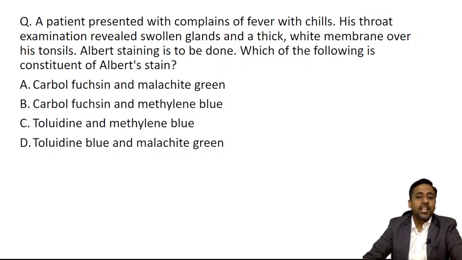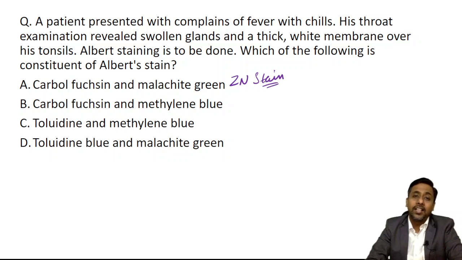Carbol fuchsin and malachite green. If you remember, carbol fuchsin and malachite green, these two are the reagents for ZN stain. ZN stain is done in microbiology for tuberculosis and other acid-fast bacteria and parasites. We will discuss ZN stain in our next video. So in this first option, carbol fuchsin is the primary stain and malachite green is the counter stain.